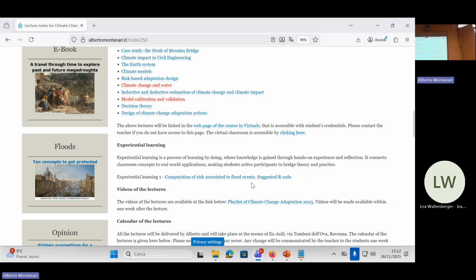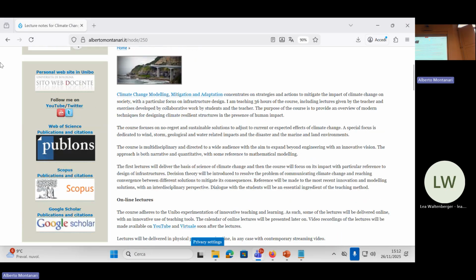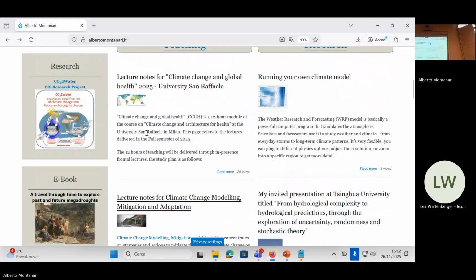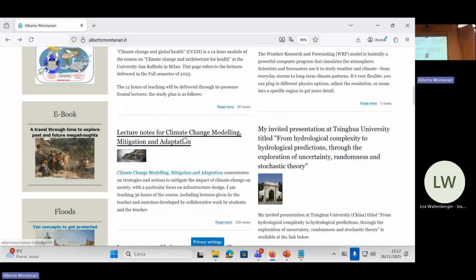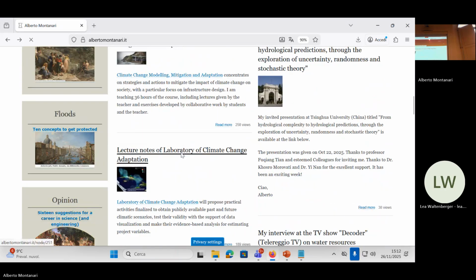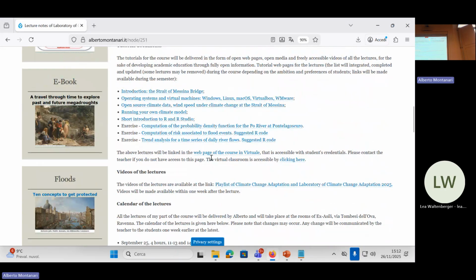Let me check if it is in laboratory. Maybe I put it in the lab. Maybe, let's see. Yeah, it's here. Trend analysis, no, it's not here. I put the link in both pages.